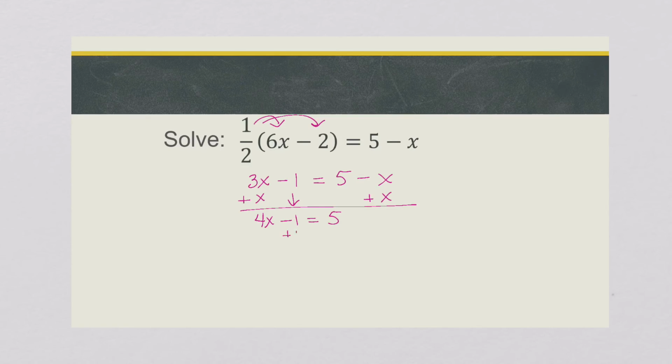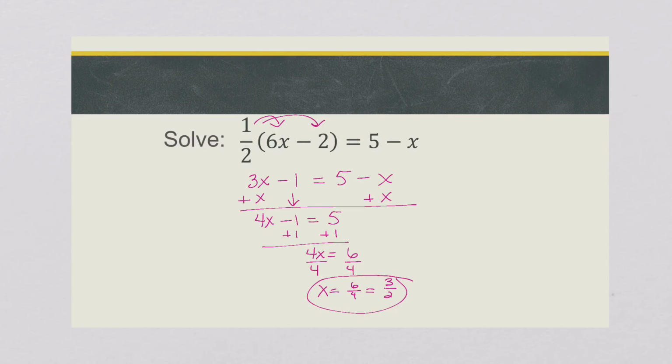So I'm going to add 1 to both sides. So I get 4x is equal to 6. Divide both sides by 4. X is equal to 6/4, which is the same thing as 3/2. You always need to reduce your fractions. So now I'm going to check my work.